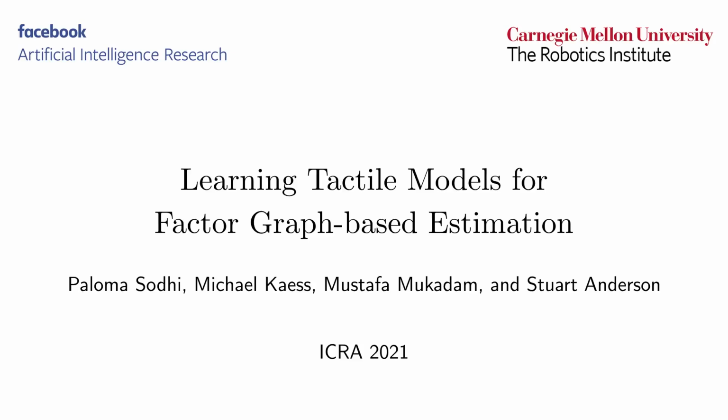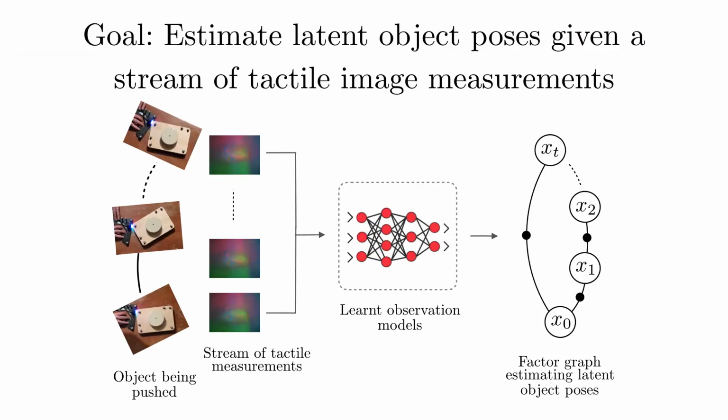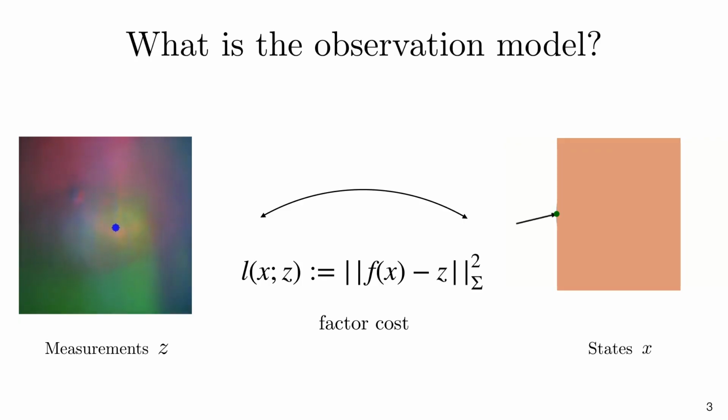My name is Paloma Sodi, and today I'll be discussing our work on learning tactile models for factor graph-based estimation. Our goal is to estimate latent object poses given a stream of tactile image measurements for manipulation tasks such as planar pushing. We solve this by learning tactile observation models, which in turn integrate as factors within a factor graph during inference. So what is this observation model?